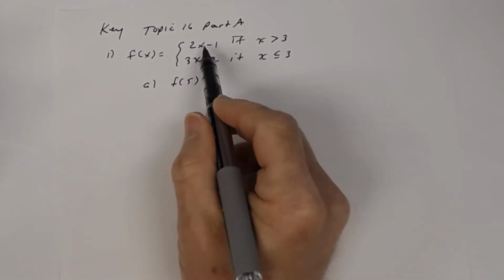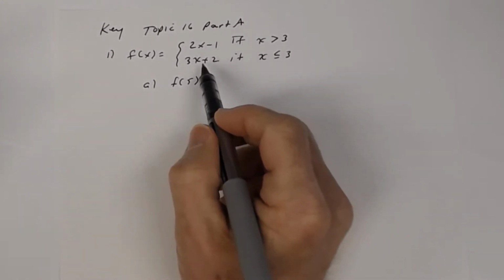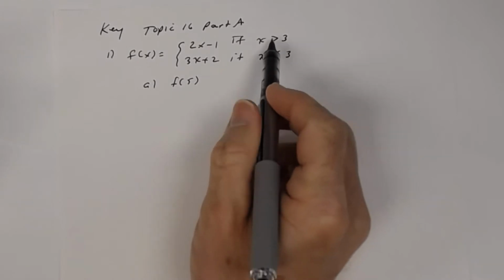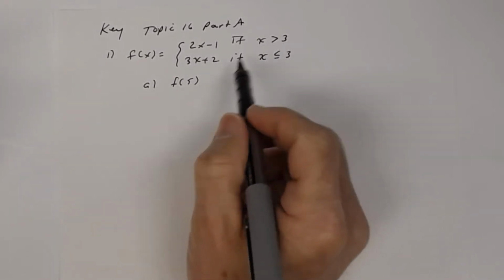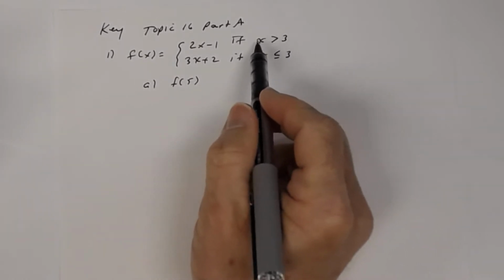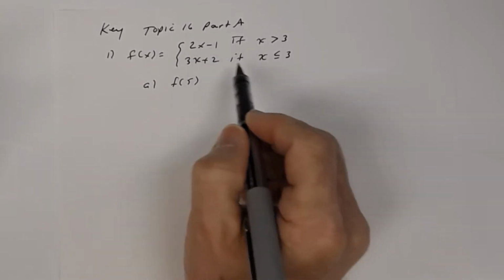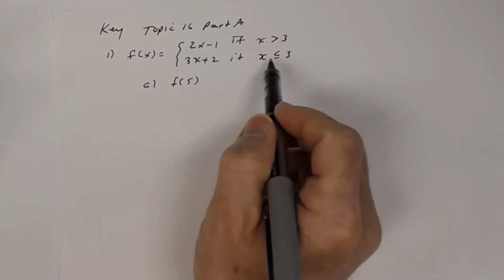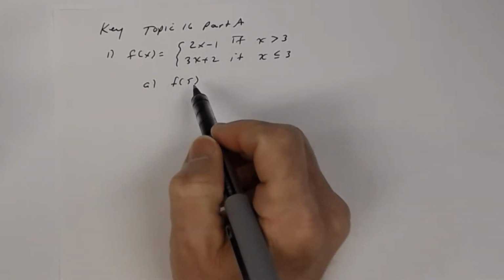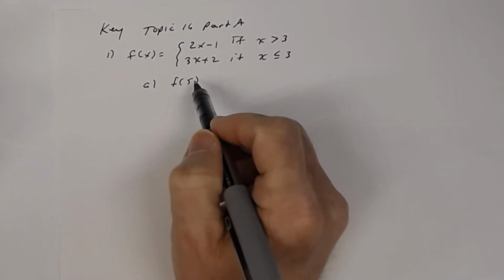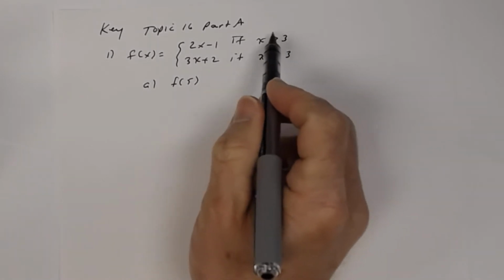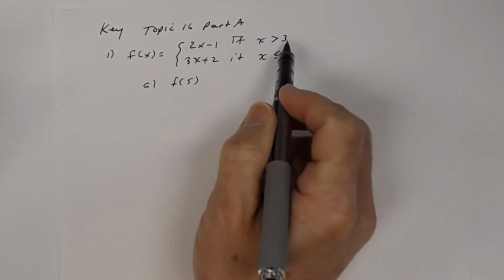So you have to use one of these. And to determine which one you use, you've got to look at your domain. So this says that if your x's are greater than 3, then this is the part of the function you're going to use. If x is less than or equal to 3, this is the part you're going to use. Well, x is 5 here. So since x is 5, you're going to use this one because 5 is greater than 3.